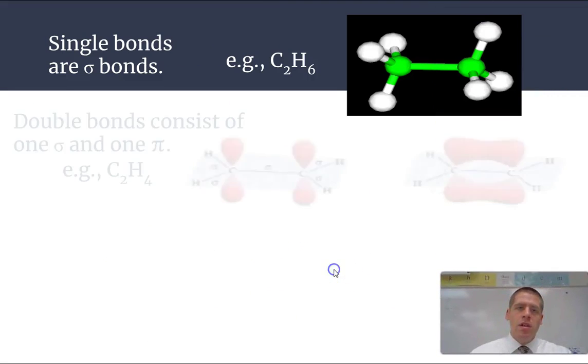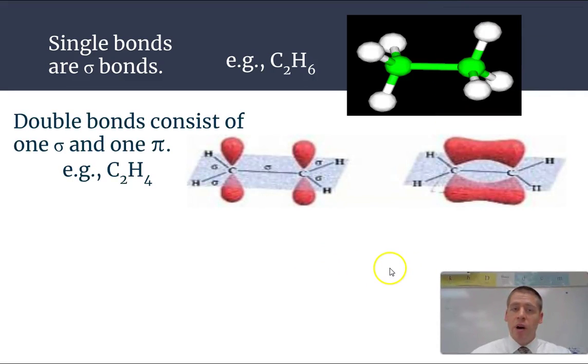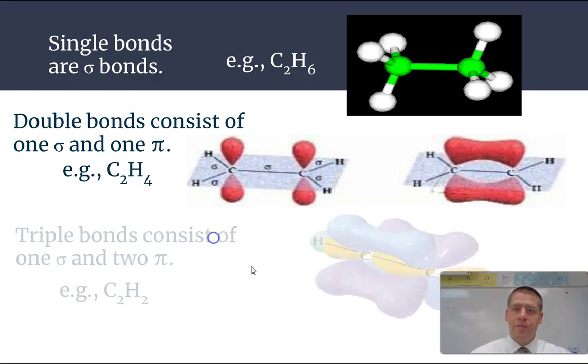Single bonds are sigma bonds. So anytime you have a single bond, which is in any bond, you have one sigma bond at minimum, right? You might have additional pi bonds on top of that. But the single bond is always a sigma bond. The double bond is a sigma with a pi.